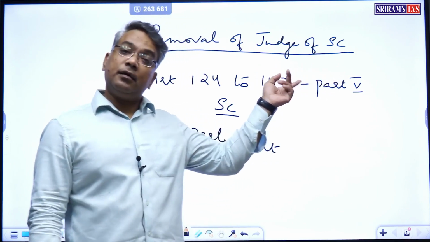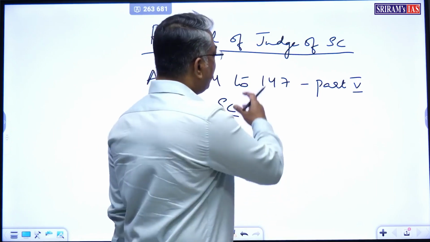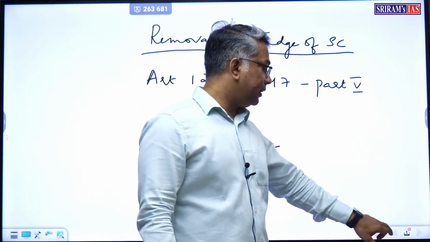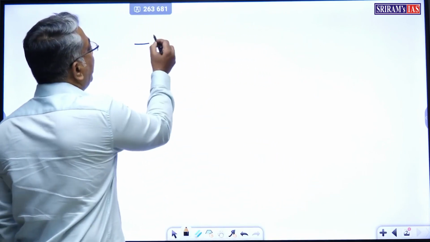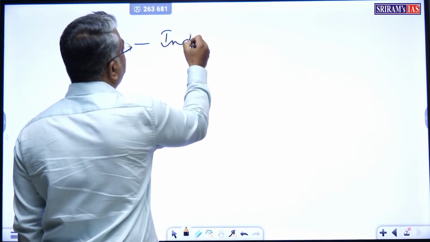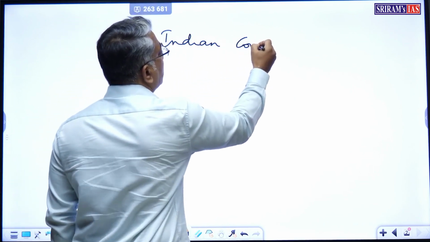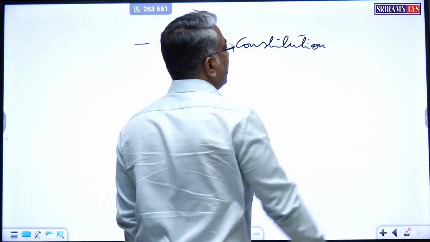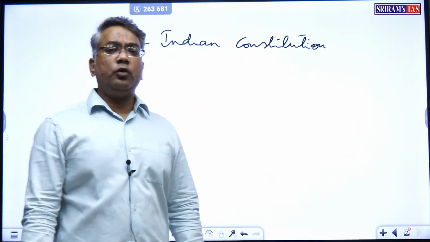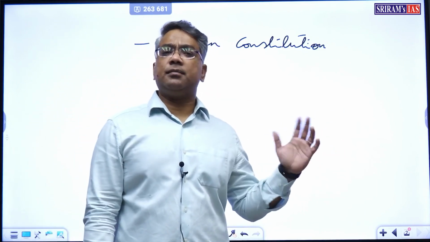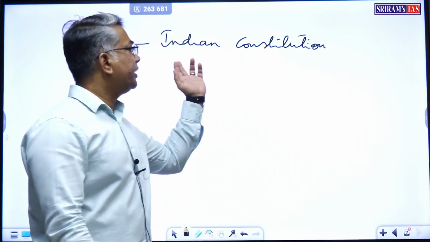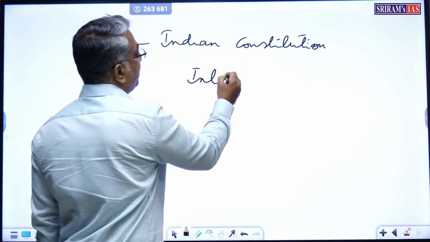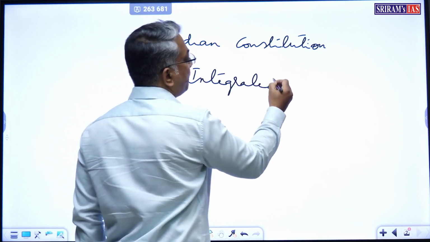Now, before going into the topic, removal of the Judge of Supreme Court, let us try to understand the judicial system. What type of judiciary has the Indian Constitution established, whether it's a unified or integrated judiciary or a double system of courts? Let us find out. The Indian Constitution has established an integrated judicial system. Now, what is an integrated judicial system?